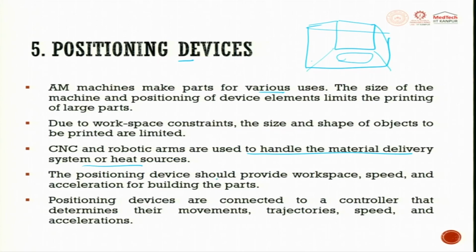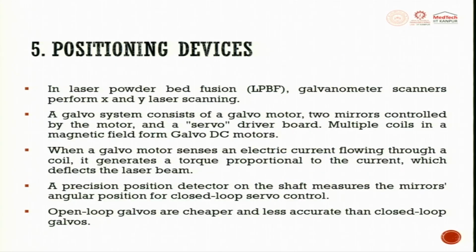The positioning device should provide workspace, speed and acceleration for the building of parts. Positioning devices are connected to the controller that determines their movement, trajectory, speed and acceleration. The laser powder bed fusion galvanometer scanner positions X and Y, which is a positioning device. The galvo system consists of a galvo motor, 2 mirrors controlled by a motor and a servo drive board. Multiple coils in a magnetic field form a galvo DC motor. So, positioning is very important.